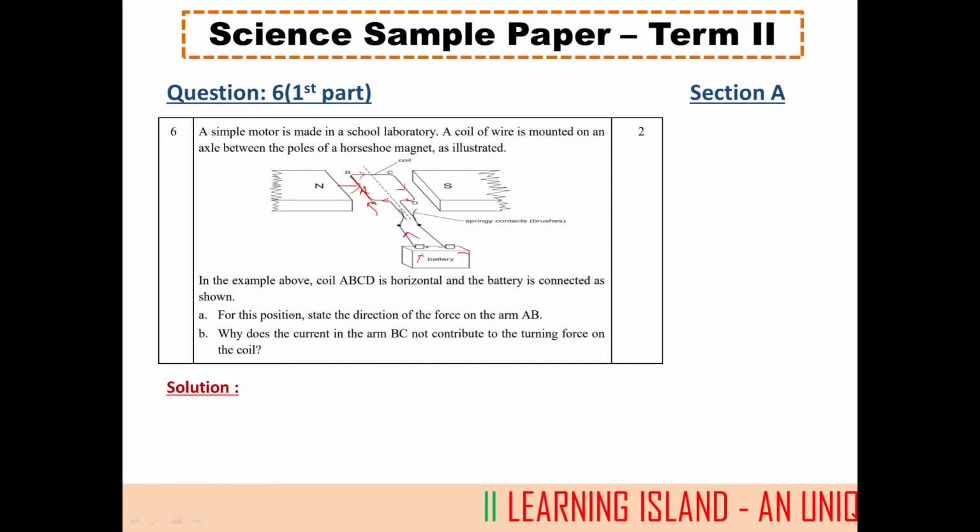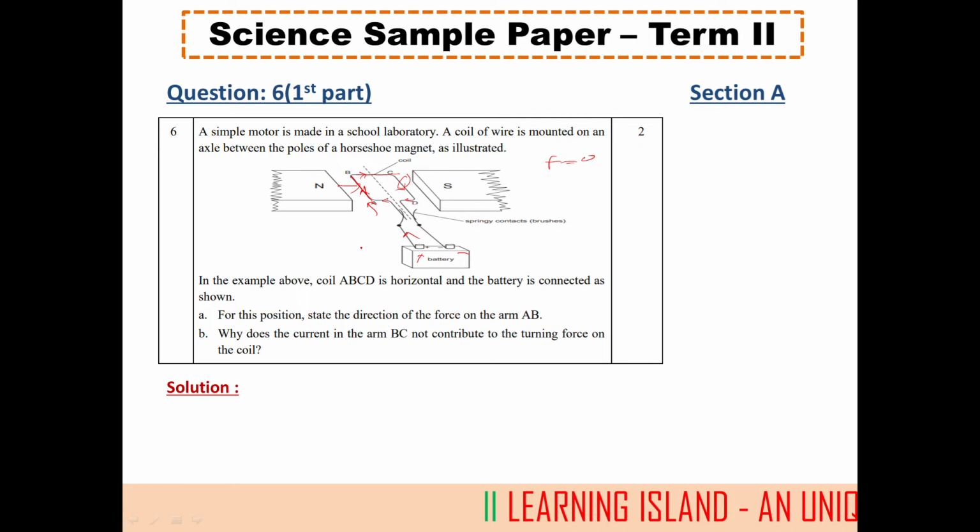Now in the second question, why does the current in the arm BC not contribute to the turning force on the coil? Here you see only the AB and CD wire conductors make the turning force. Why not BC? You see that the flow of current in BC is in the same direction as the magnetic field. So when the direction of the electric current is the same as the direction of the magnetic field, then the force is zero because it is in the same direction. So there will be no force.